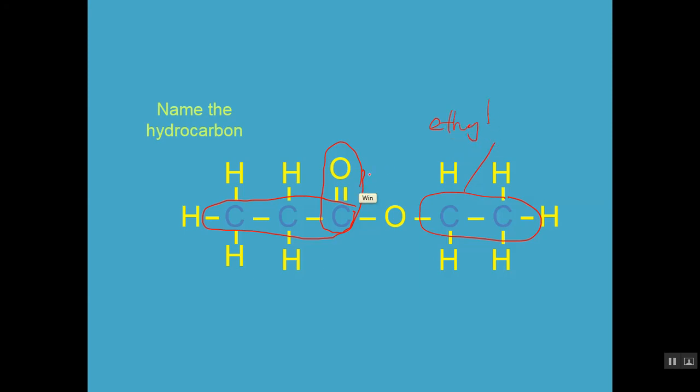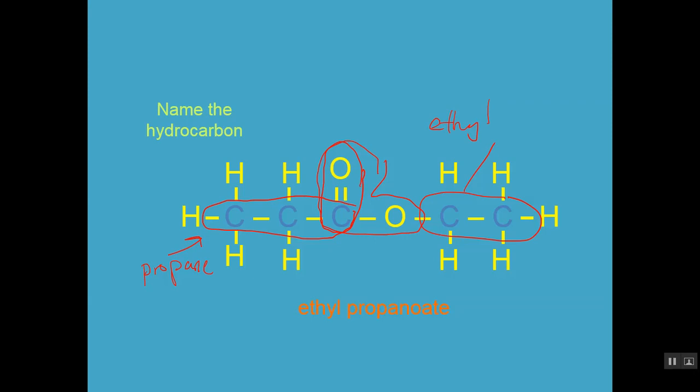So we know this is an ester because of the double bond O in the O, which means it's got to have the ending OH. We know that there's an ethyl functional group, and we know that the parent chain is really just propane, right? So in terms of naming, what are we going to say?